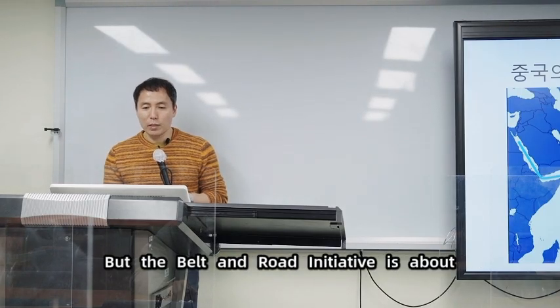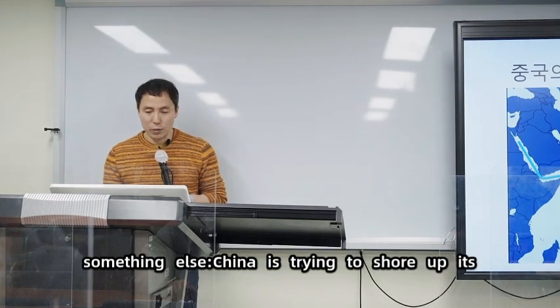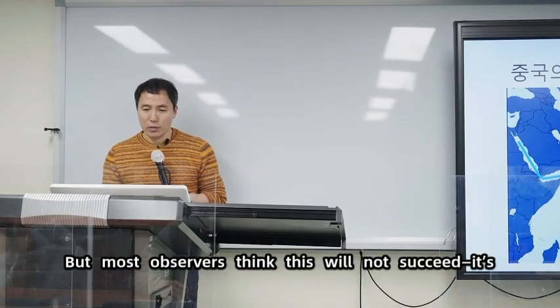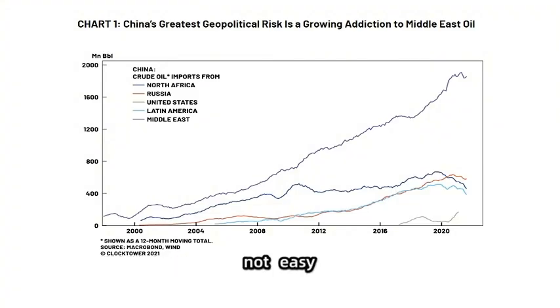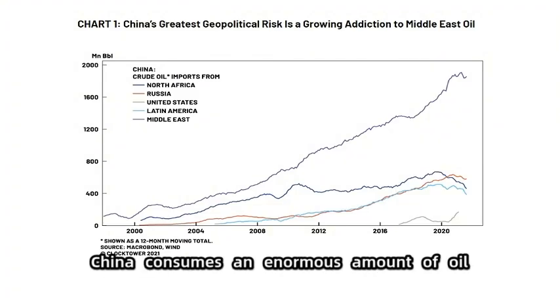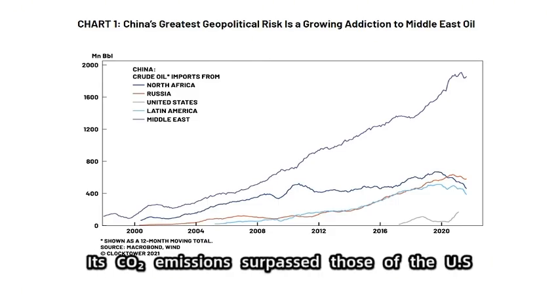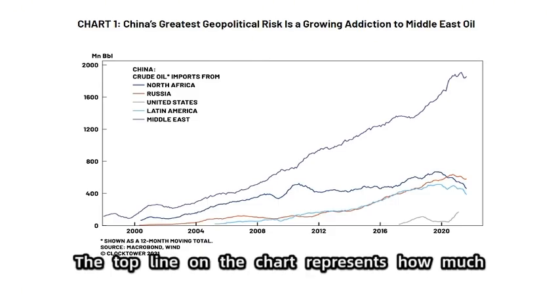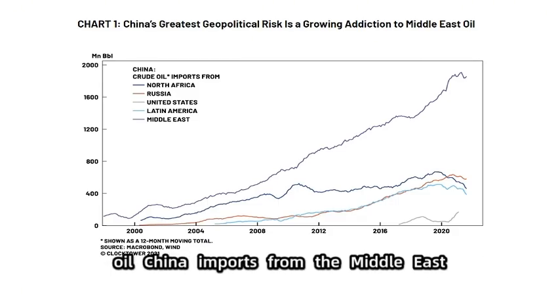But the Belt and Road Initiative is about something else. China is trying to shore up its vulnerabilities in the West. But most observers think this will not succeed. It's not easy. China consumes an enormous amount of oil. Its CO2 emissions surpassed those of the US long ago. The top line on the chart represents how much oil China imports from the Middle East.